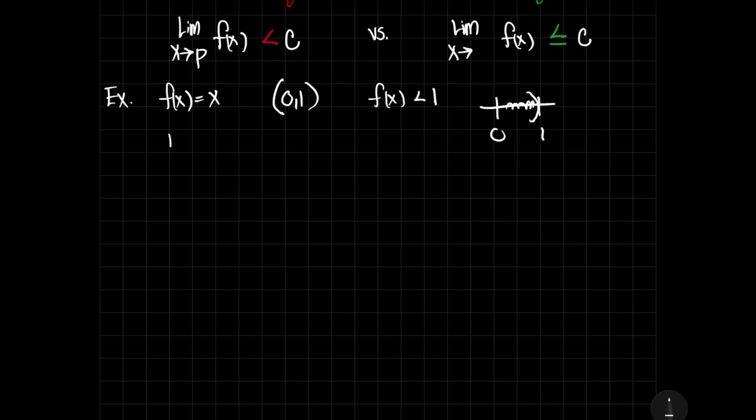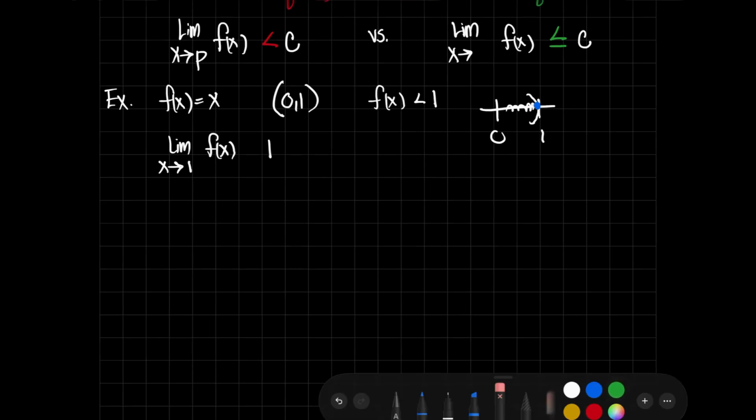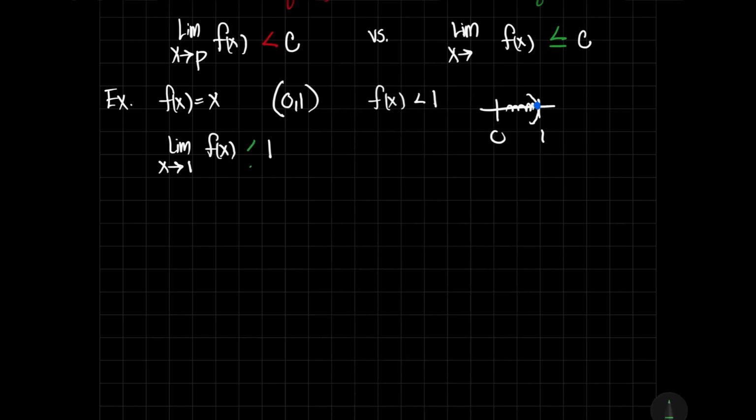But when we evaluate that limit as x approaches 1 of the function, it's equal to 1. Thus, the limit equals the boundary right there. Instead of being strictly less than it, the correct conclusion would be less than or equal to. If I can get the right color so I can match, just like that.